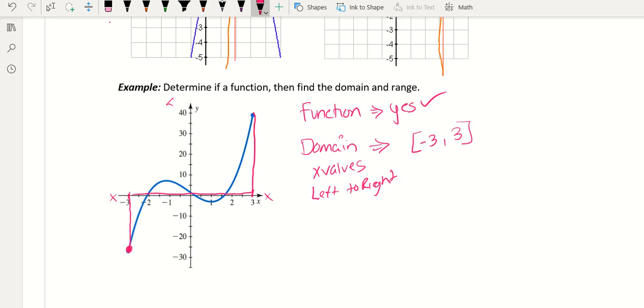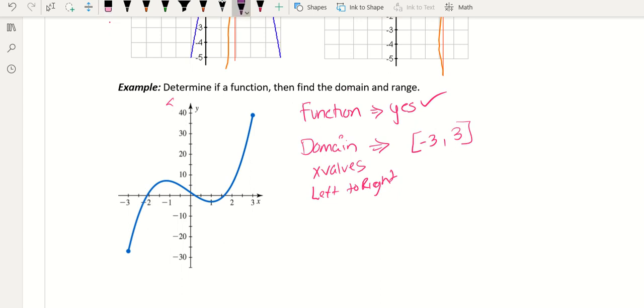Please also notice that I use brackets. The reason why I use brackets is because this ends with a closed circle. So that means we are going to include that number. So that is my domain.